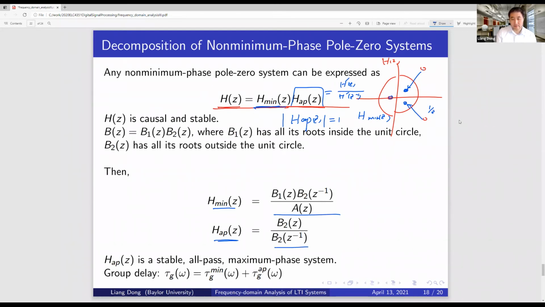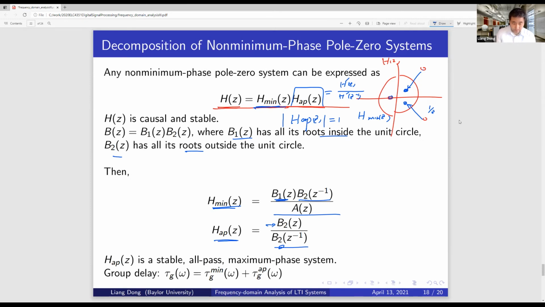And you can see if I multiply these two, B2(z) to the power -1 and B2(z) to the power -1, these two cancel out. So indeed, we have B(z) over A(z). But because of this construction, I know B1 has roots inside the circle and B2 has roots outside the circle. Therefore, B2 as a function of z to the power -1 has all its roots within the inner circle. So indeed, H minimum is a minimum phase system. H all-pass is a stable all-pass maximum phase system.